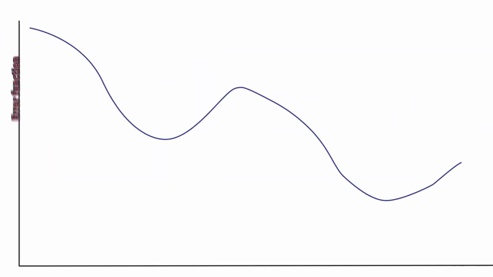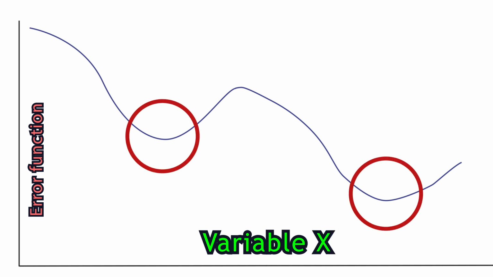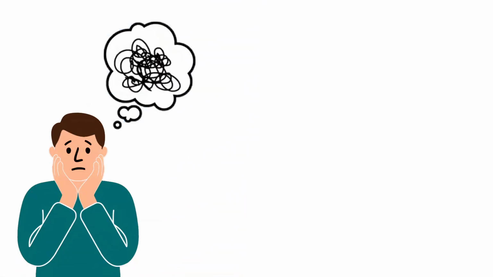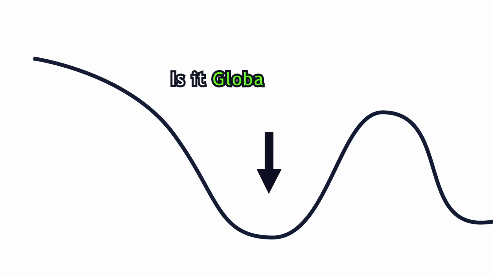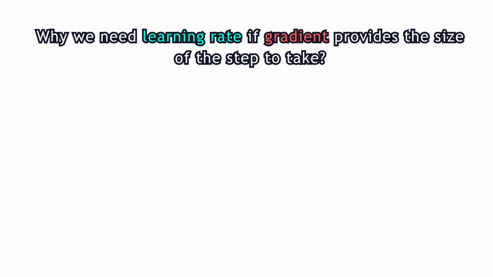Note that this plot shows a function with just one variable, so it's easy to see where the minimum points are. For more complex functions with many variables, we can't even imagine how complex the error graphs are. Thus, we can't always tell if we found the absolute best solution, global minimum, or just a good solution, local minimum. Now you may ask, why use a learning rate if the gradient provides the size of the step to take?